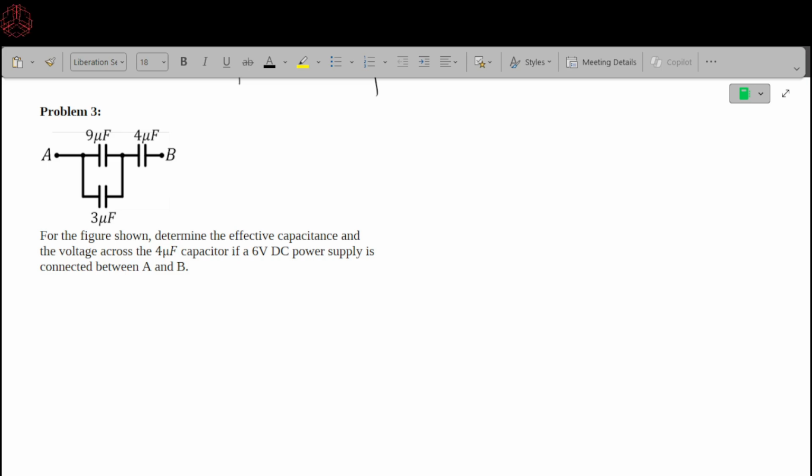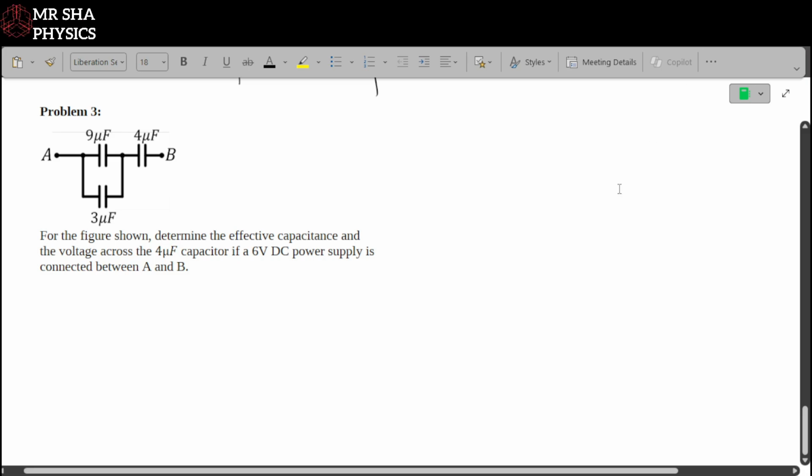Okay, so we are looking at problem 3, the third problem. We've covered series and parallel, and now we want to look at the combination of them. Let's look at the question. We have 3 capacitors, and the question goes: for the figure shown, determine the effective capacitance and the voltage across the 4 microfarad capacitor if a 6 volt DC power supply is connected between A and B.